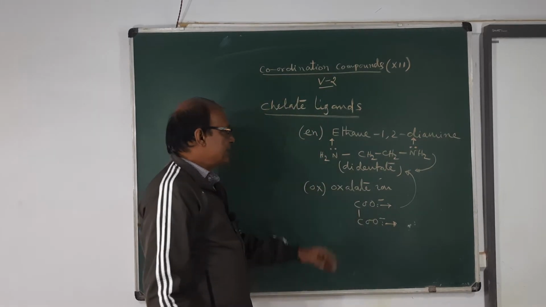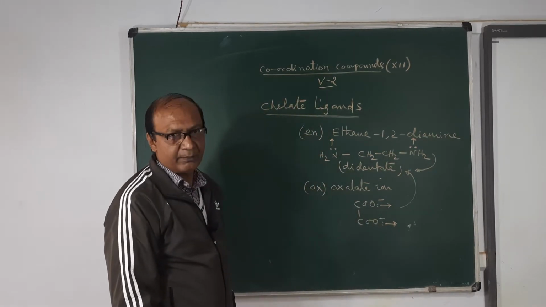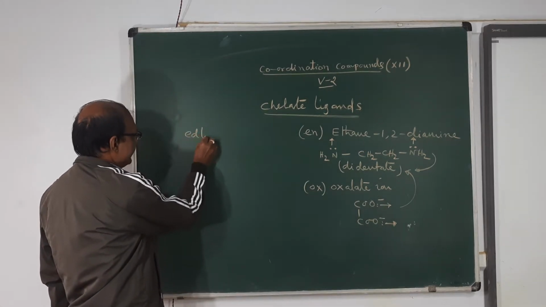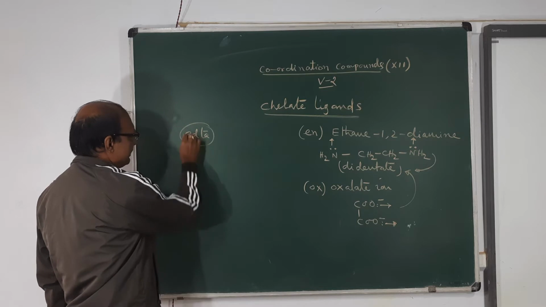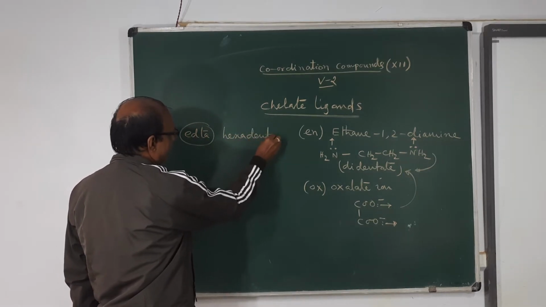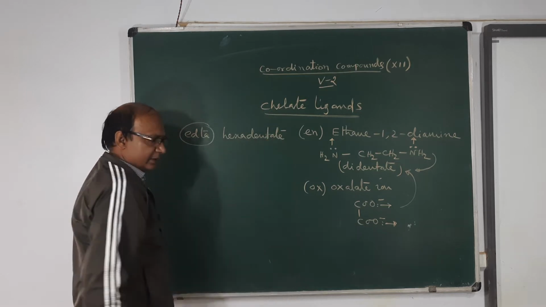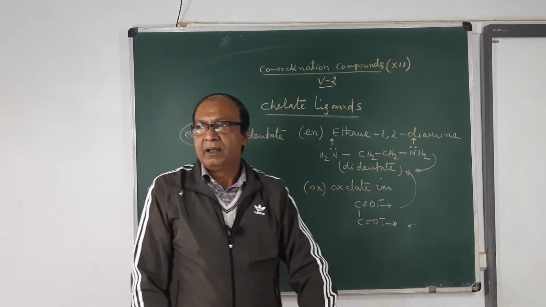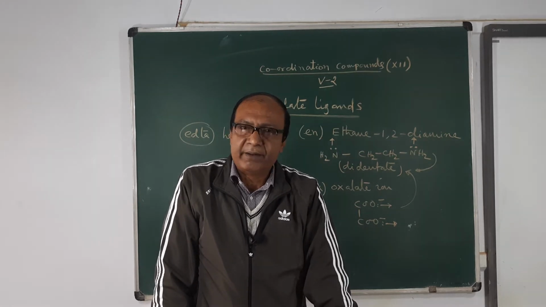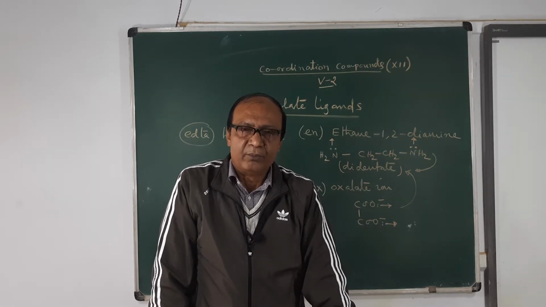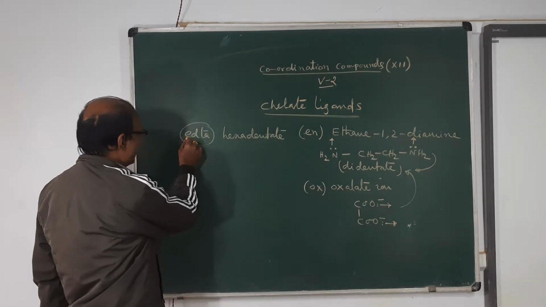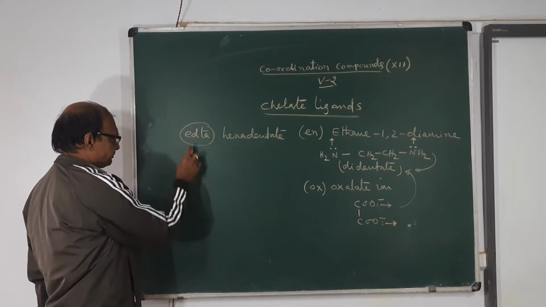There is one more example that is very important. I must mention it: EDTA. This ligand is hexadentate. Hexadentate means its denticity is 6. One molecule of the ligand can form 6 coordinate bonds to the central metal atom or ion.